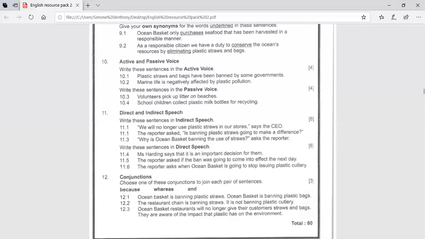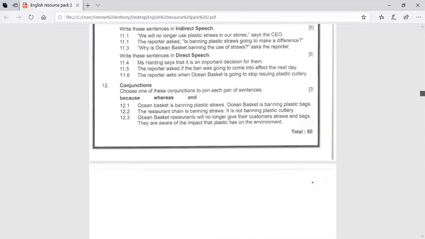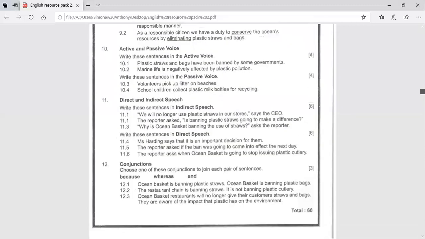So that concludes our examination paper, and I hope these lessons assist you in understanding what is expected from you in the examination. Please take care, and I will be posting other lessons with regards to your resource pack.